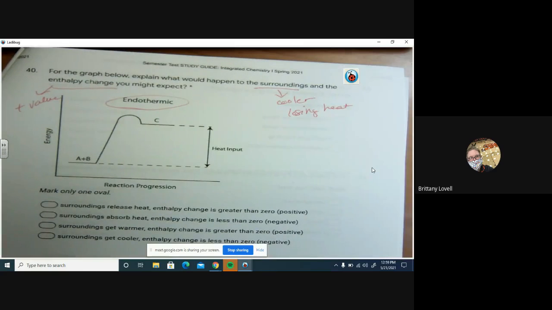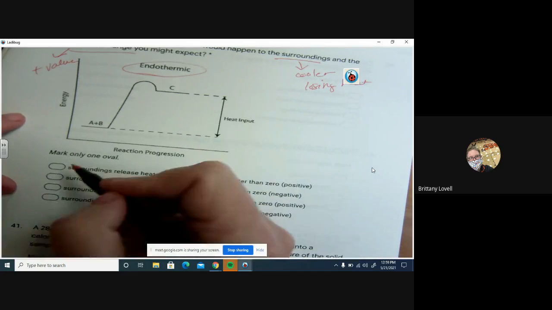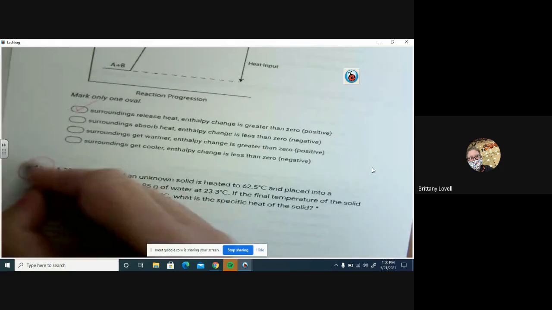Okay. All right, so let's see if we can figure this out. We're looking for surroundings and enthalpy change. Surroundings are releasing heat, losing heat. That's true. And enthalpy is greater than 0, positive. That looks right. Okay. And just to double check ourselves, this one absorbs heat. No, that's not true. Surroundings get warmer. That's not true. Surroundings get cooler. That's true, but here it says it would be negative, so that's not. This is our best choice. Okay. 41 is a math problem. We'll come back to it.